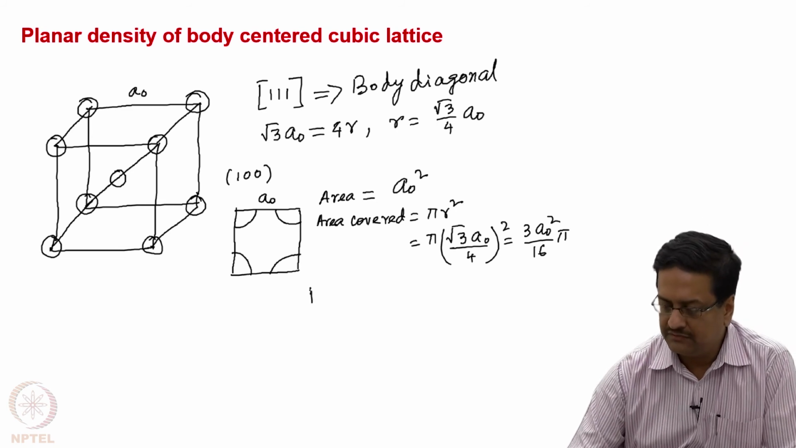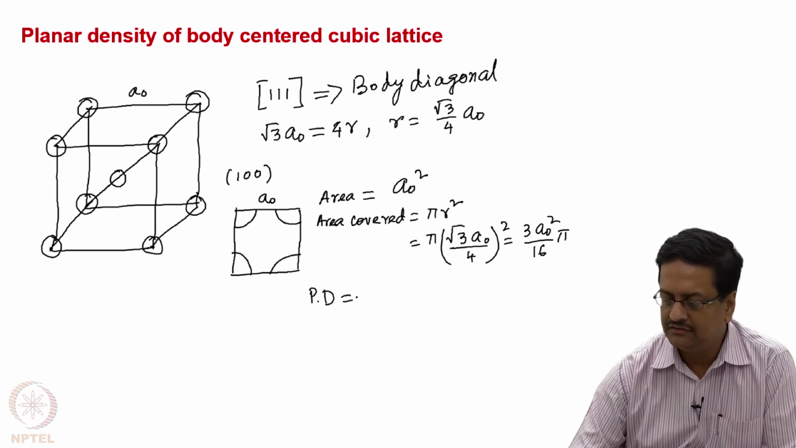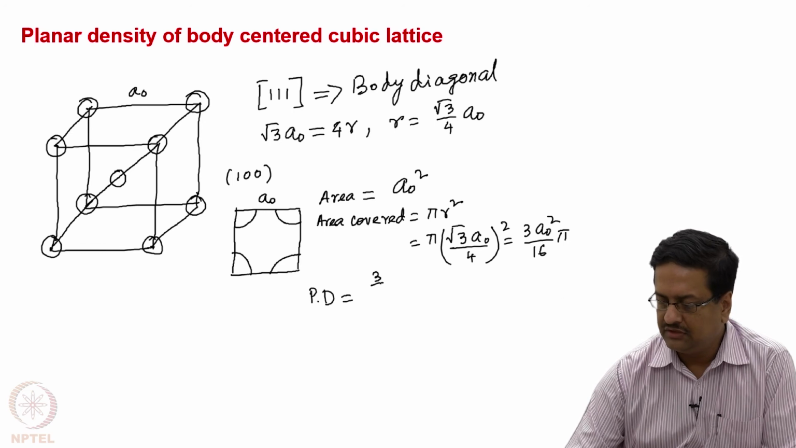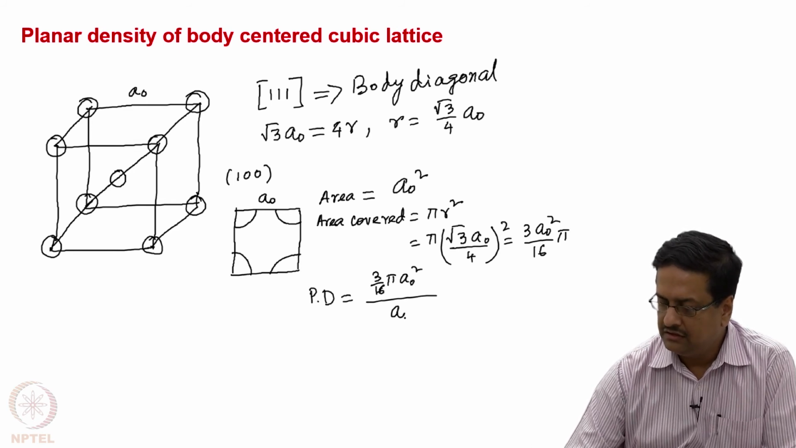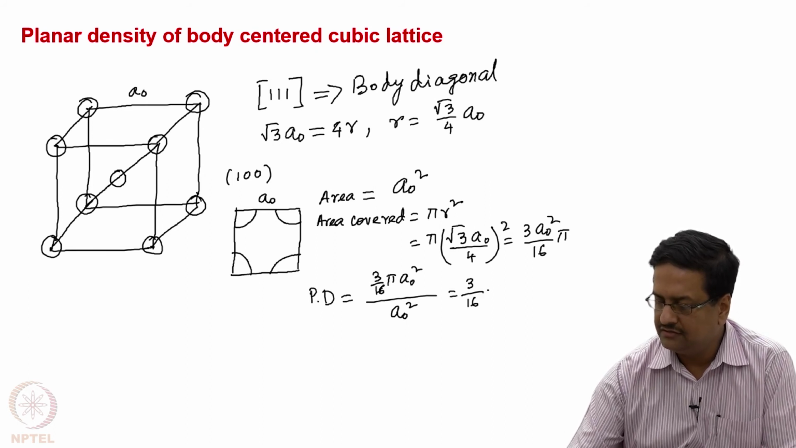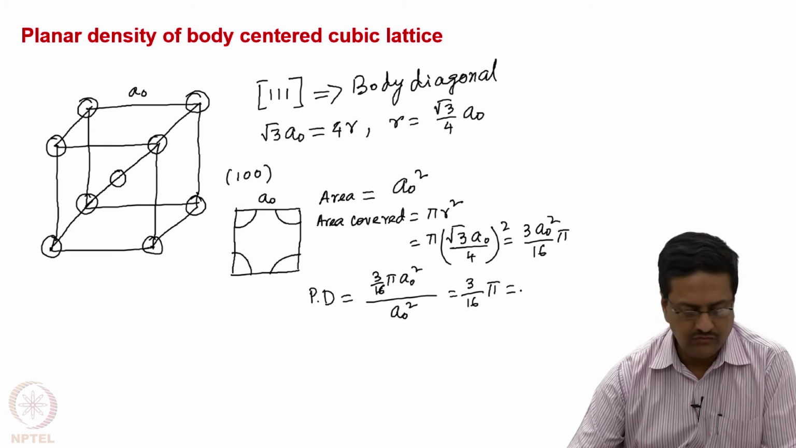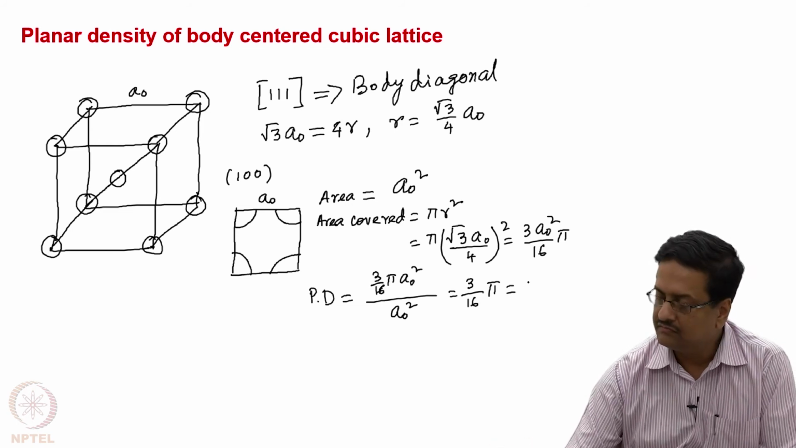So now the corresponding planar density turns out to be 3 pi a0 square by 16, divided by a0 square, which is equal to 3 pi by 16, which is equal to 0.59.